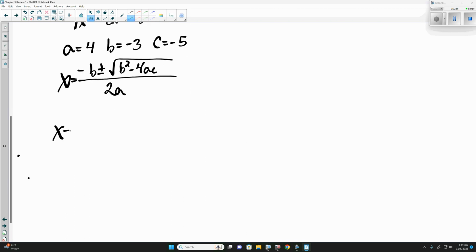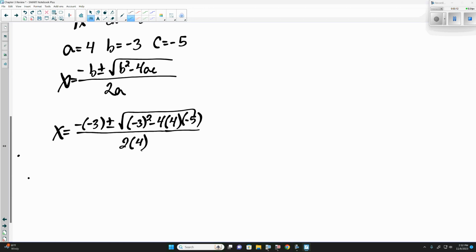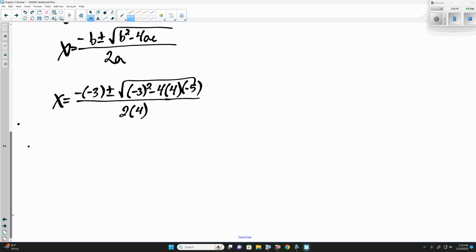So when we plug it in, negative b would be negative 3, plus or minus the square root of negative 3 squared, minus 4 times a, which is 4, times c, which is negative 5, all over 2 times a, 2 times 4. Now our negative 3 would be positive 3. The denominator, 2 times 4 is 8.